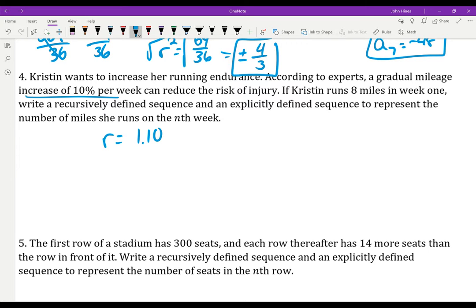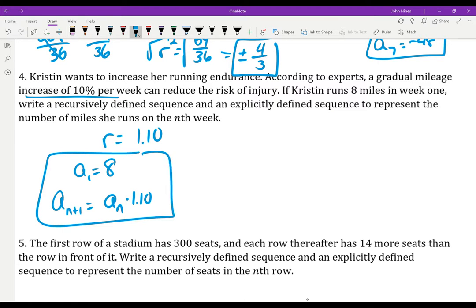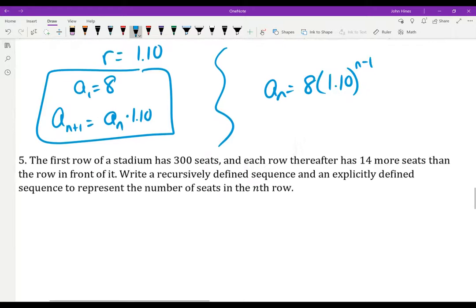Kristen can run 8 miles in the first week. So her first week, she can run 8 miles, which means in the next week, I go to the week before me and multiply by 1.10. That's the recursive rule. And the explicitly defined rule is start at 8. We keep multiplying by 1.10 to the n minus 1. That's my explicit formula. That formula I can plug into, whereas this recursive rule is just a formula describing the pattern. So notice the difference there between those two formulas.